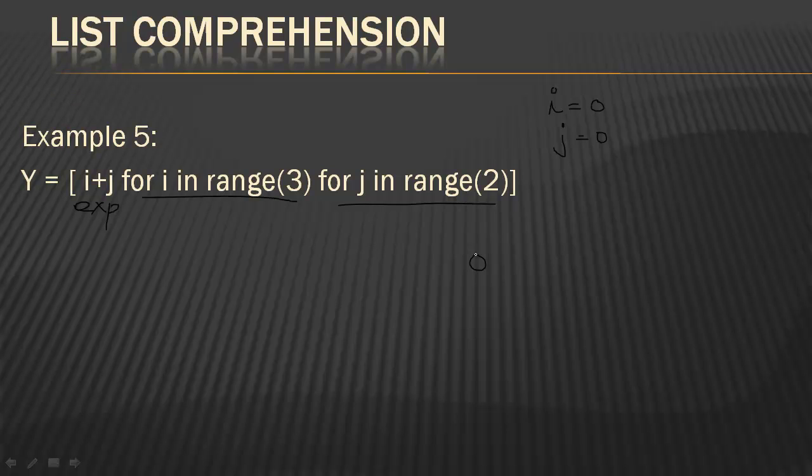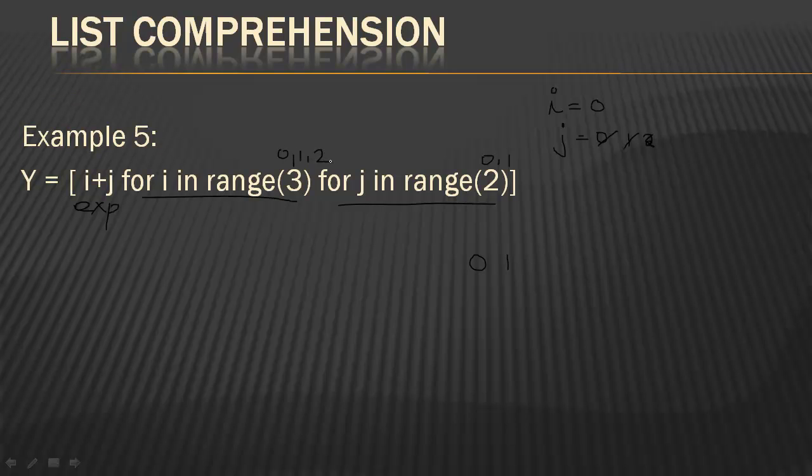Then what have we learned in the nested loop? Do we continue with the j loop or go to the i loop? We continue with the inner loop, right? So now j becomes 1. So I again evaluate i plus j. 0 plus 1 is 1. Then j would become 2, but it doesn't become 2 because the range here only says 0 and 1.